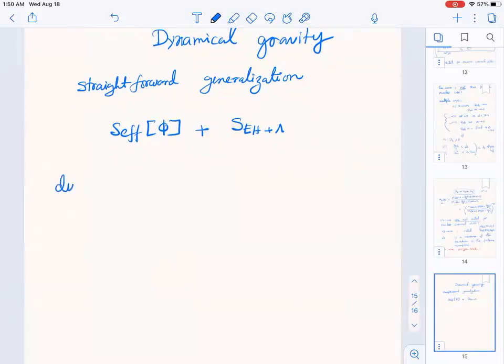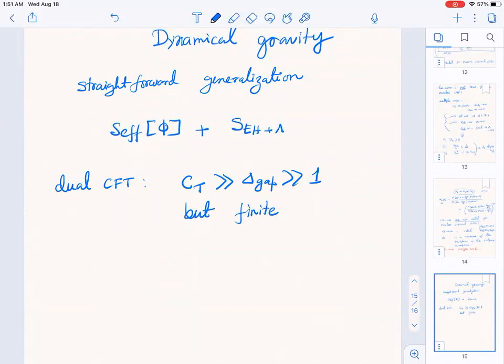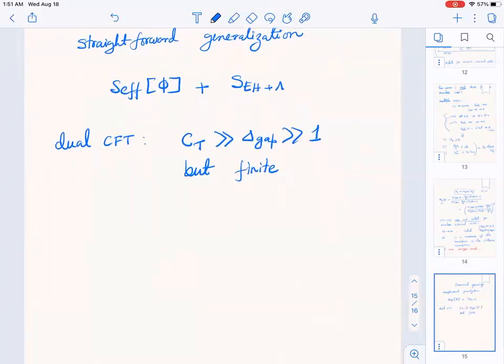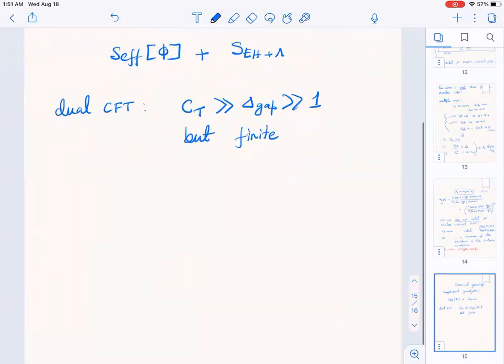So what happens in the dual CFT? In the dual CFT, the central charge C_T, which is basically the coefficient that appears in the TT two-point function, is the largest quantity, then delta gap, and both of them are large, but both of them are finite. So the stress tensor can no longer be ignored. Previously, when you take the limit where the central charge is infinitely large, it basically decouples the stress tensor. But in this case, we should consider the stress tensor in the CFT analysis.